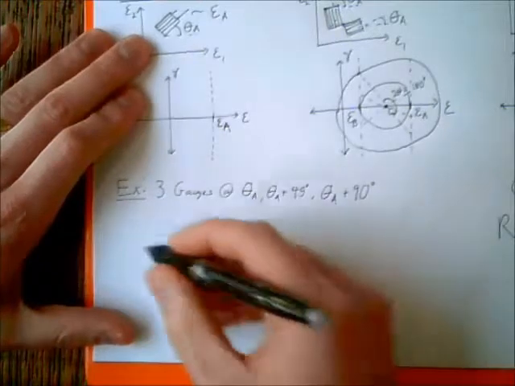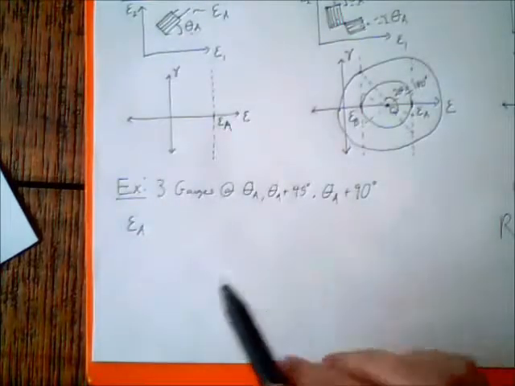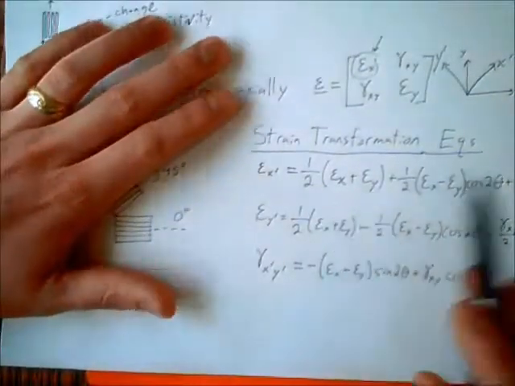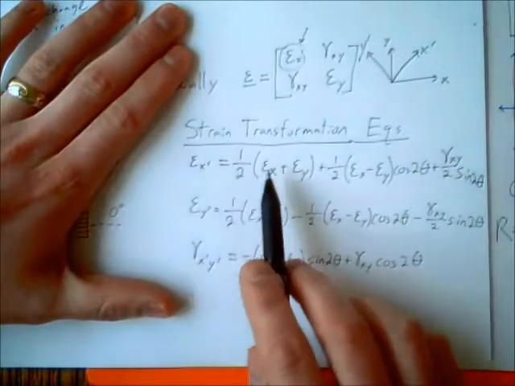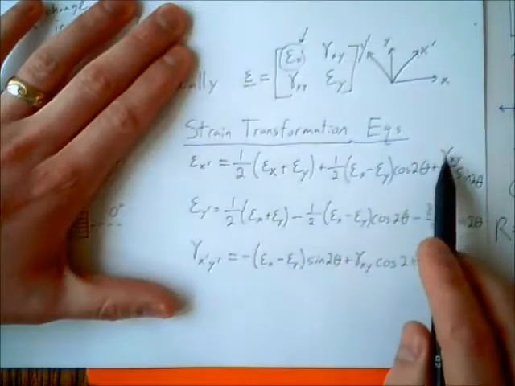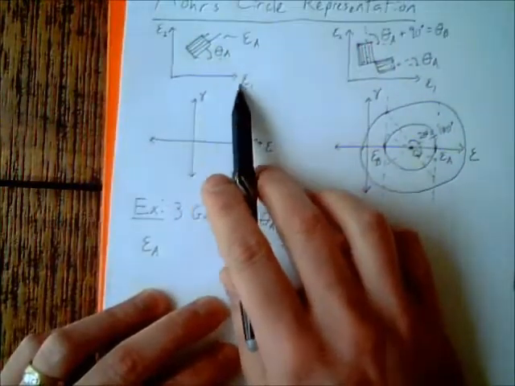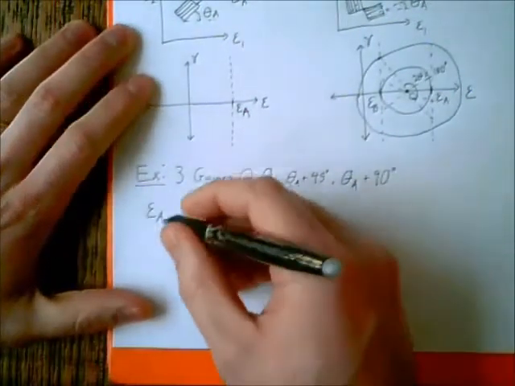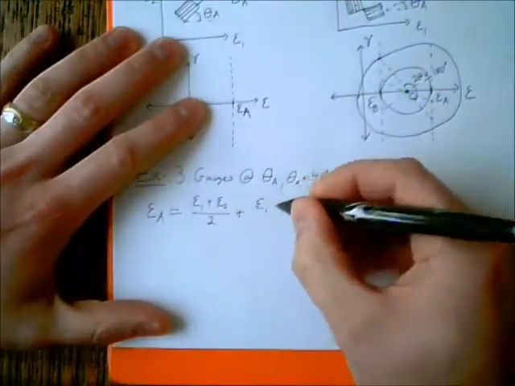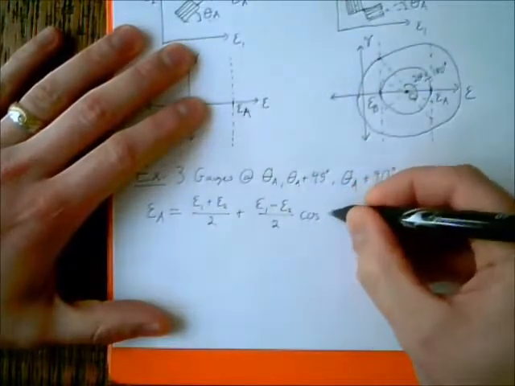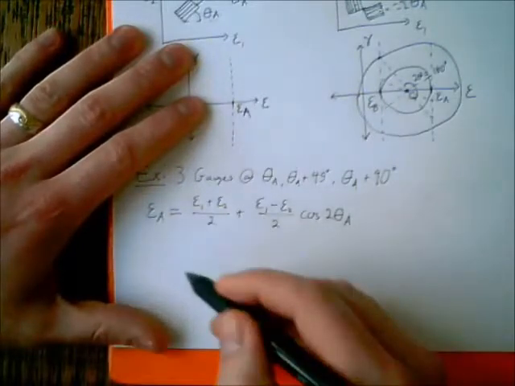Now we can write this out a little bit more formally, and I know this is my epsilon A. I'm going to define this now in terms of principal strains. So if I go back to my epsilon X, remember this is the one component that's pulling out from our strain transformation equations. Now I'm going to define this in terms of principal strains. So this is epsilon 1, epsilon 2, and in principal strain space there's no gamma xy. So I know that this gauge is at some angle theta A relative to my principal strains. So my epsilon A in terms of my principal strains is epsilon 1 plus epsilon 2 over 2 plus epsilon 1 minus epsilon 2 over 2 cosine of 2 theta A. And then there's no third component here because there's no shear component, because these are principal strains.